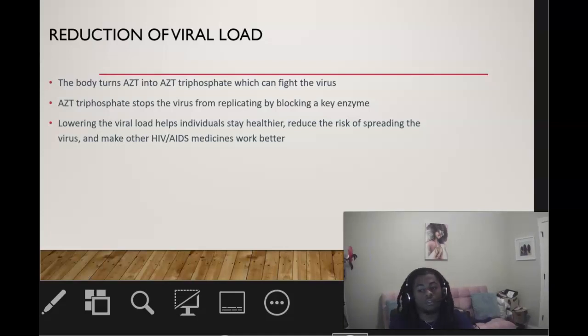The next slide I talked about was reduction of viral load. The body turns AZT into AZT triphosphate, which we know fights the virus. It stops the virus from replicating by blocking a key enzyme. Lowering the viral load helps individuals stay healthier, which reduces the risk of spreading the virus. It makes other HIV and AIDS medicines work better.